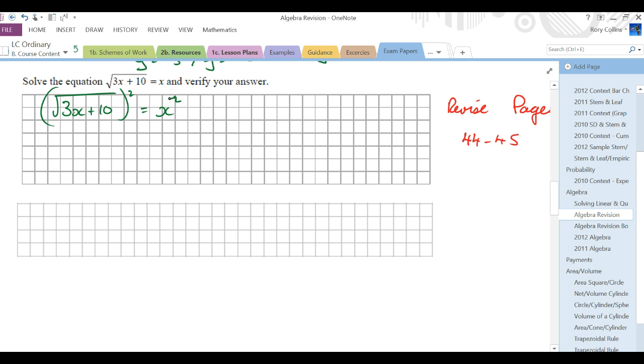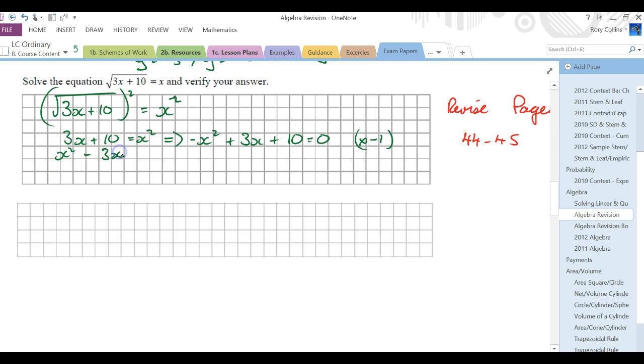Okay, on the left hand side, the square root and the square simplify to give 3x plus 10 equals x squared. That in turn gives negative x squared plus 3x plus 10 equals 0. I'm going to now multiply this by minus 1 to give me positive x squared.